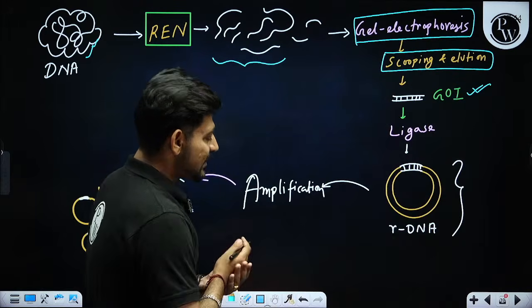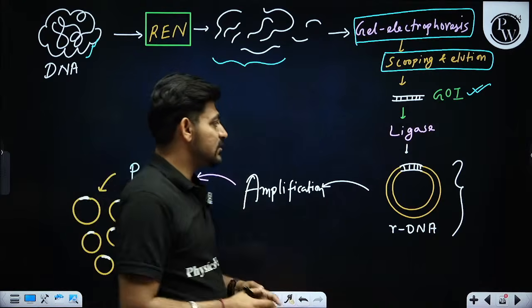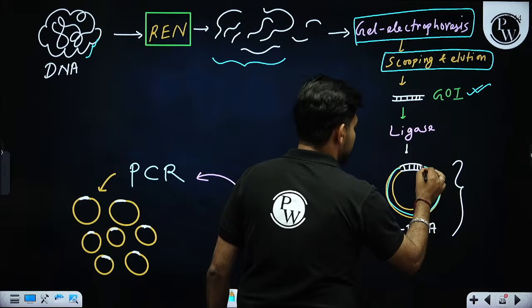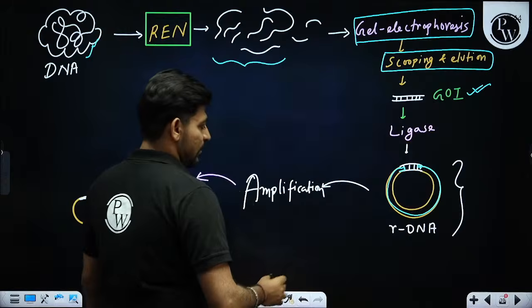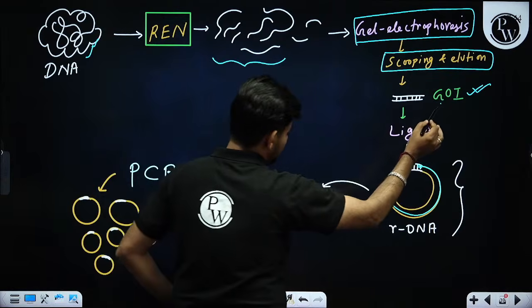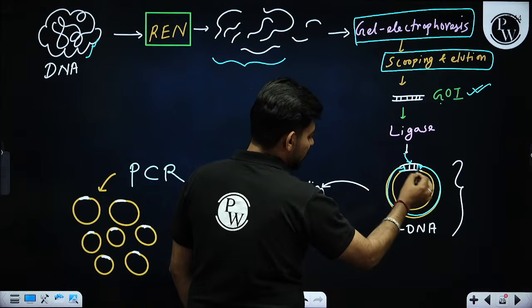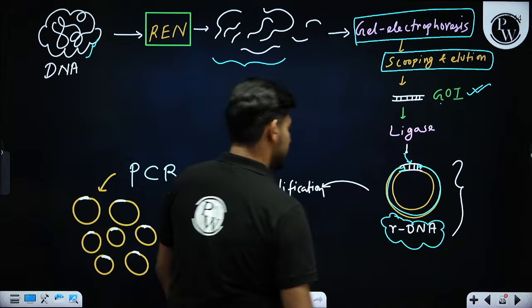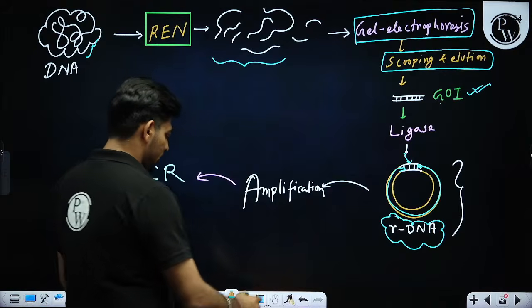Okay. Now next thing, you have to incorporate, you have to tag the gene of interest within a vector, a cloning vector or plasmid, right? Now when this desirable gene of interest is tagged with this cloning vector, this new molecule of DNA is called rDNA or recombinant DNA. Okay.